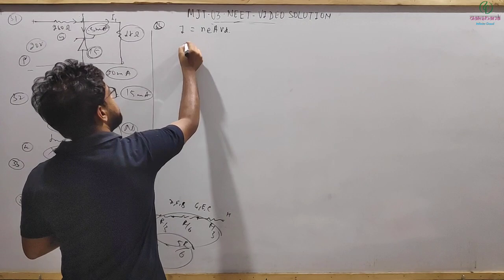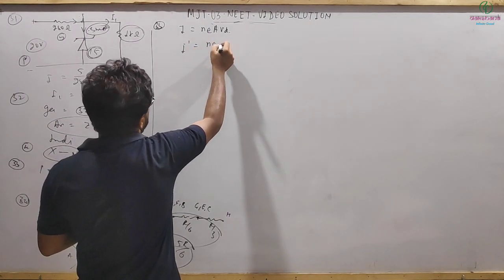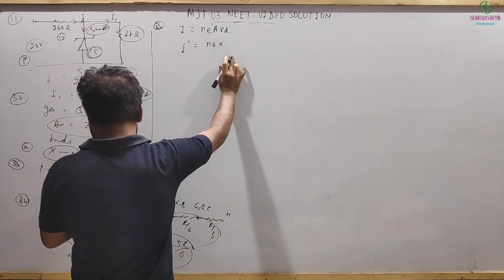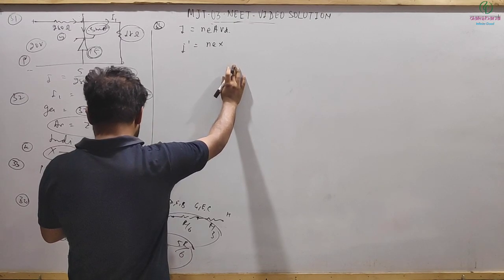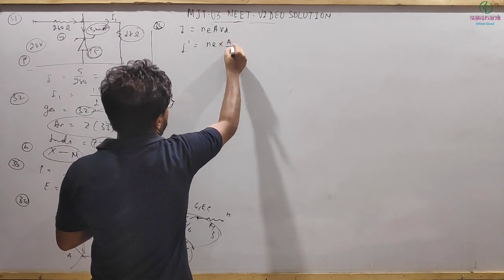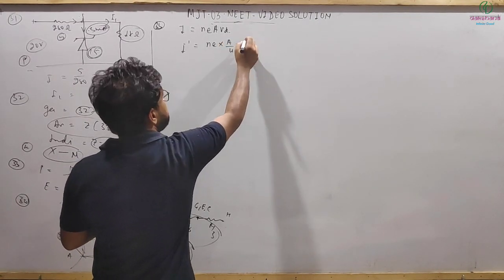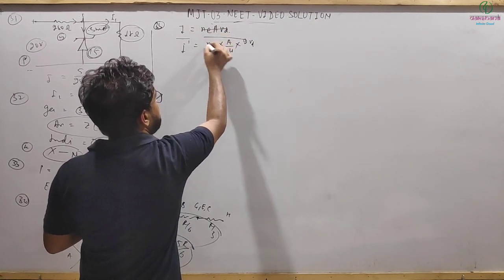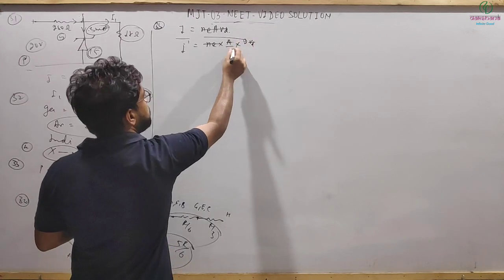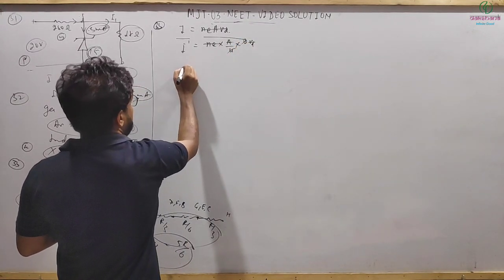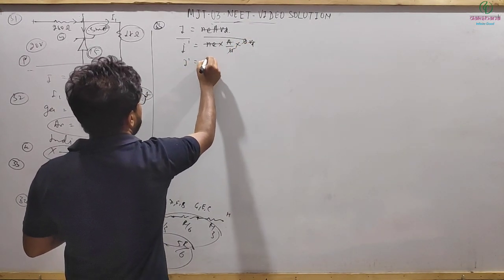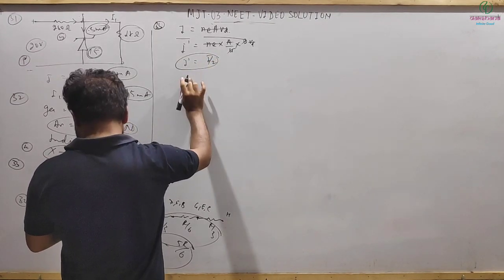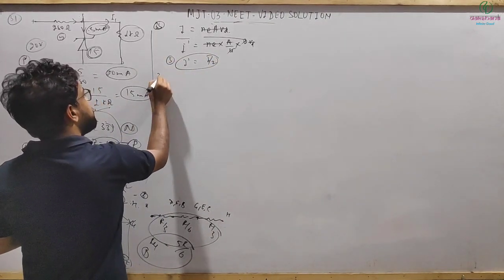So I, next I prime, N, E same. Current radius is half the radius, so it's A by 4, into drift speed 2VD. Simplifying it, NEAVD, this VD, so it's basically 2. So I prime is equal to I by 2 will be the answer, matching with option number 3. Question number 36.